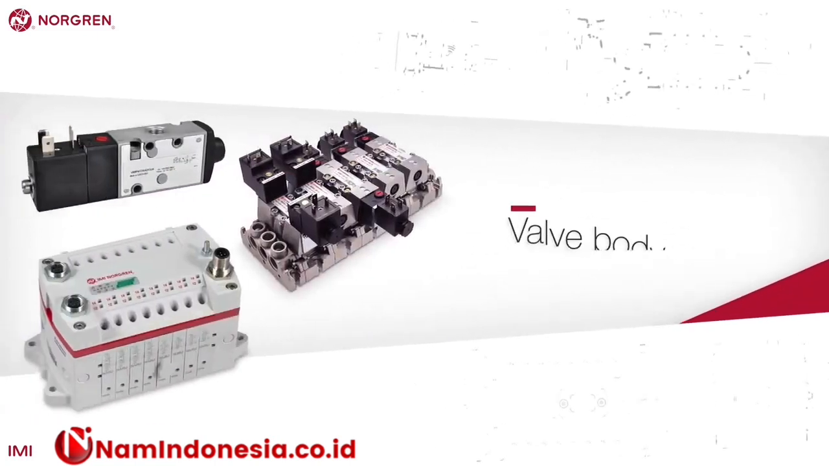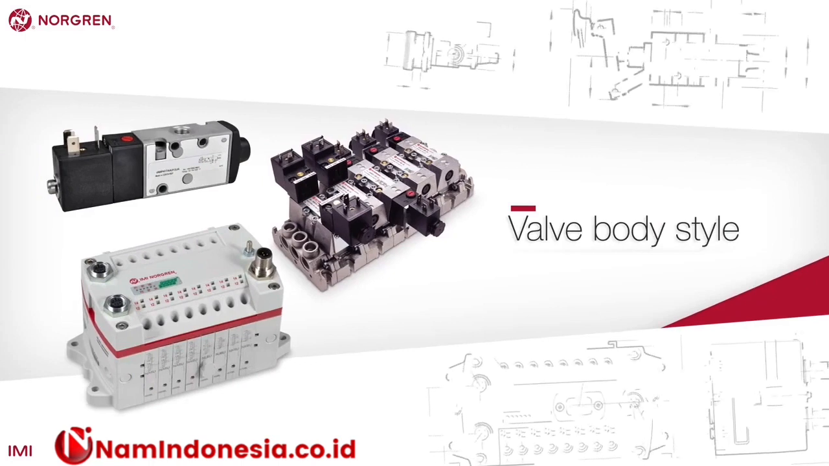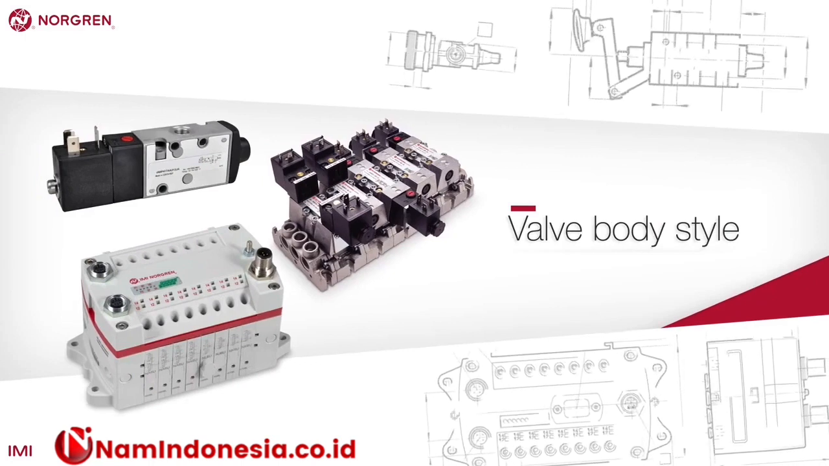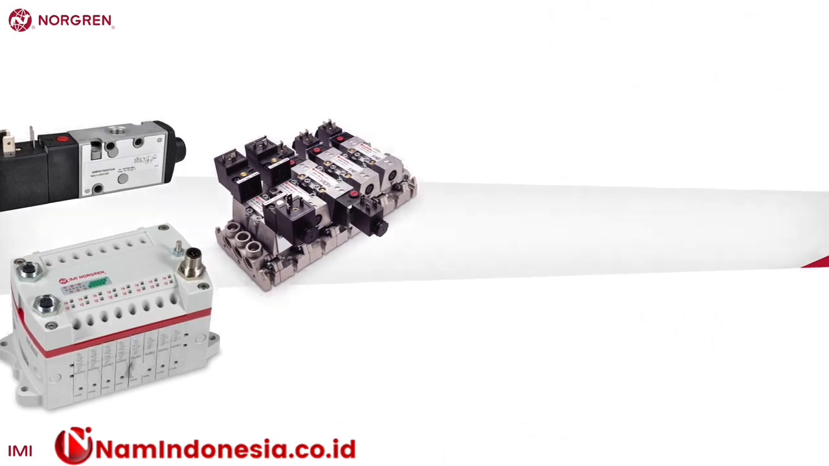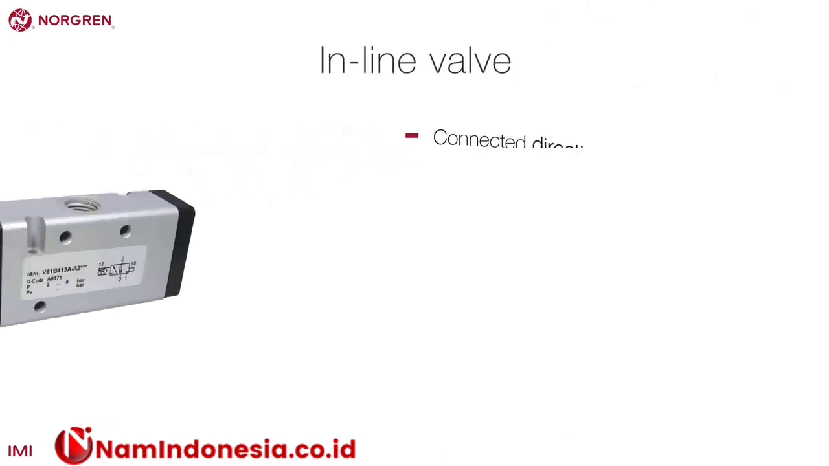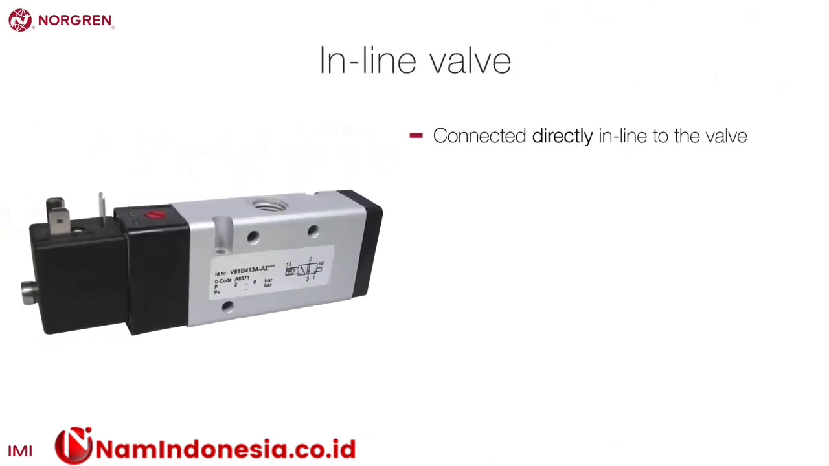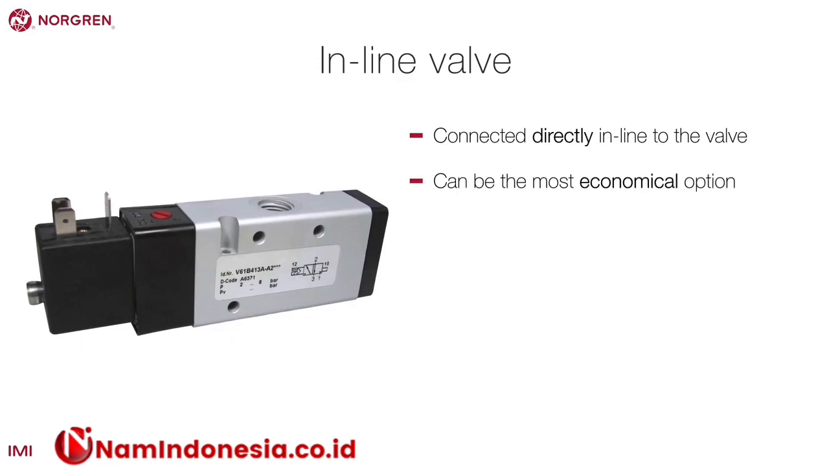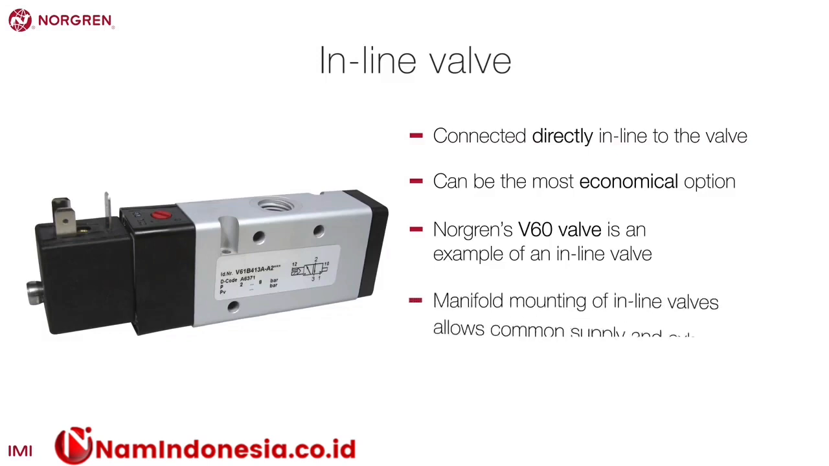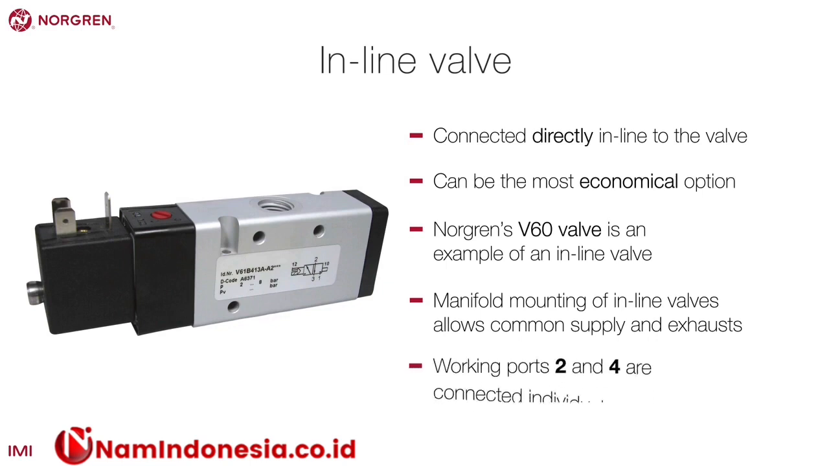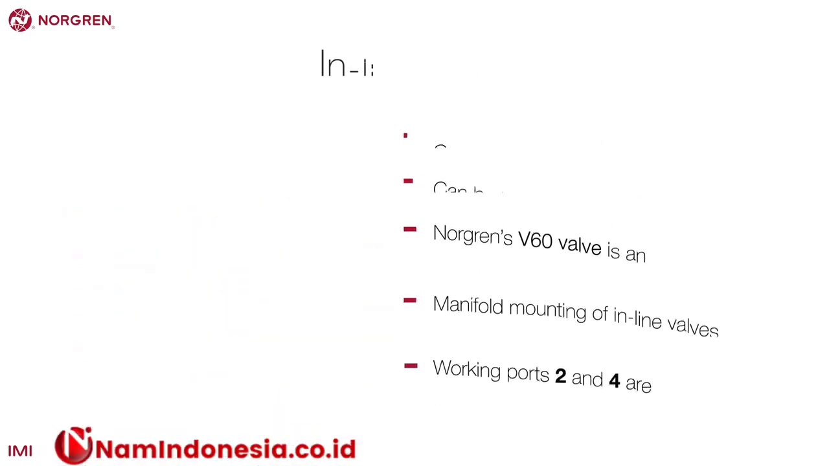The way in which a valve is attached to a system depends on the valve body style. The three most common valve body styles are: in-line, where the pipework is connected directly in line to the valve and can be the most economical option. Norgren's V60 valve is an example of an in-line valve. Manifold mounting of inline valves allows common supply and exhausts, and working ports 2 and 4 are connected individually.